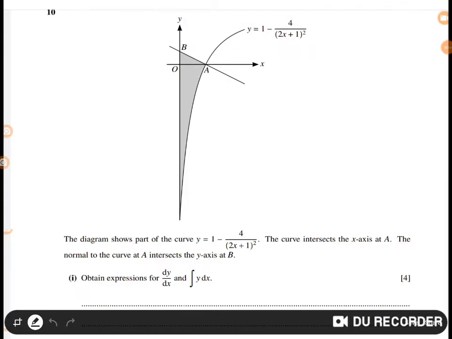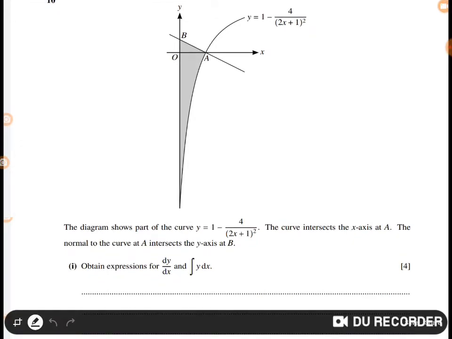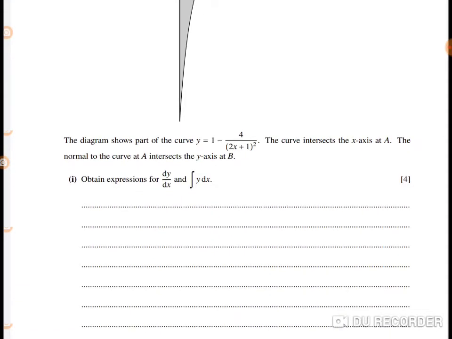Today we are in the last question of Paper 1, Pure Math 1, October/November 2019. The diagram shows part of the curve y equals 1 minus 4 over (2x plus 1) squared. The curve intersects the x-axis at A, and the normal to the curve at A intersects the y-axis at B. Obtain expressions for dy/dx and the integral of y dx.